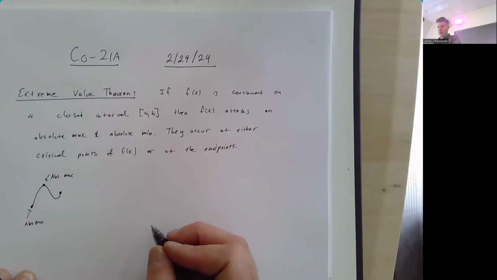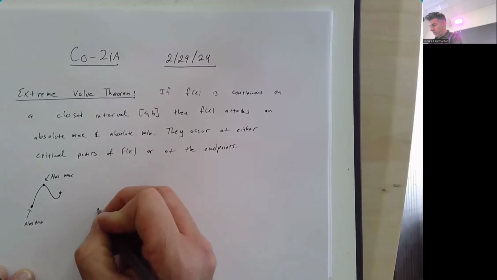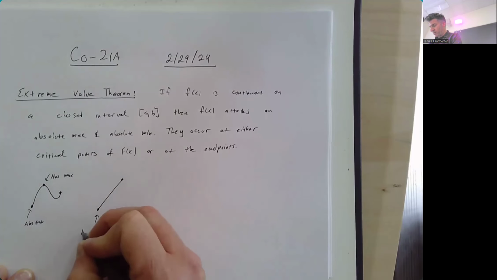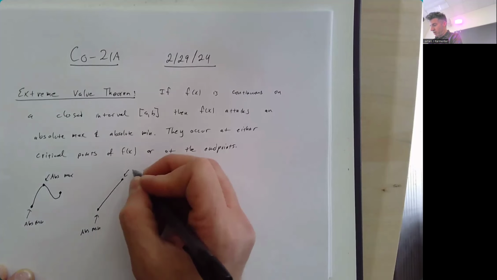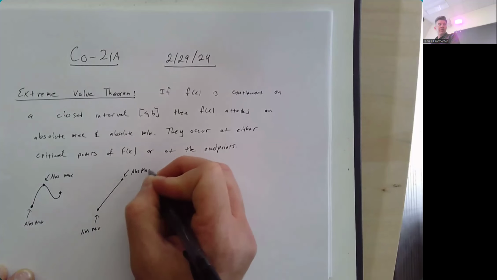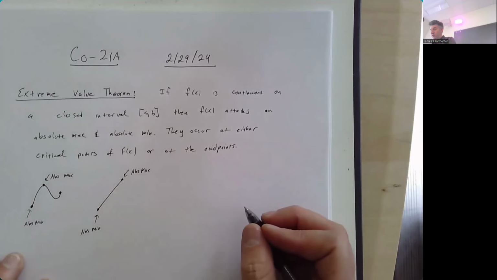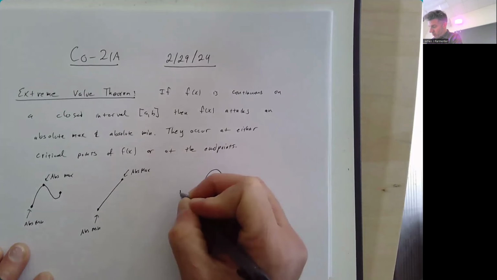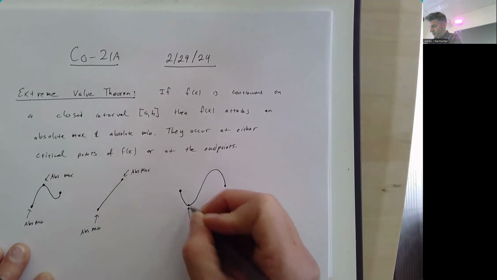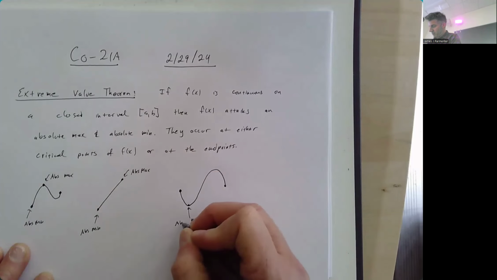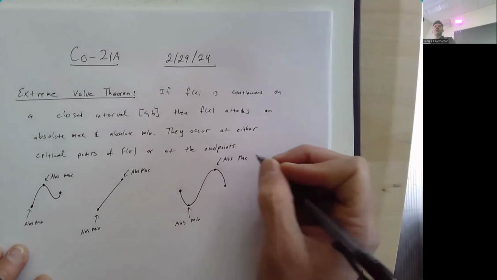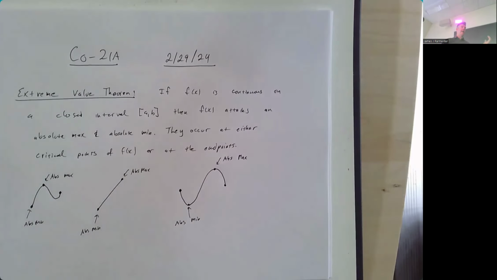Or maybe you have something that's always increasing like that, so the minimum is at the left endpoint, and the maximum is at the right endpoint. Or maybe you have something where the absolute extrema don't occur at the endpoints at all. Maybe you have something that looks like this, where the minimum is at some critical point, and the absolute maximum is at some critical point. As long as the function is continuous on a closed interval, you have to get an absolute maximum and absolute minimum.